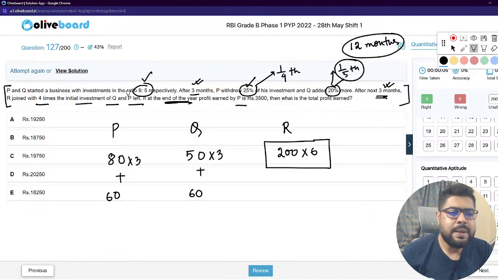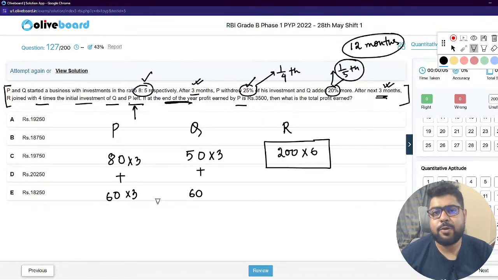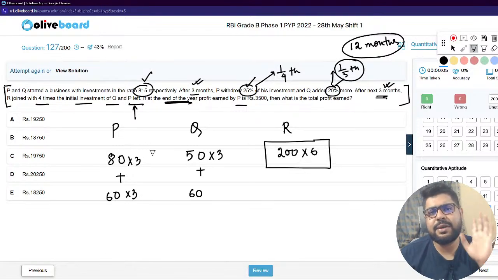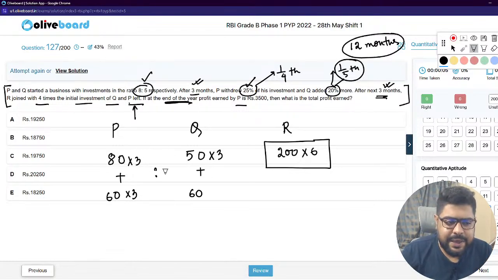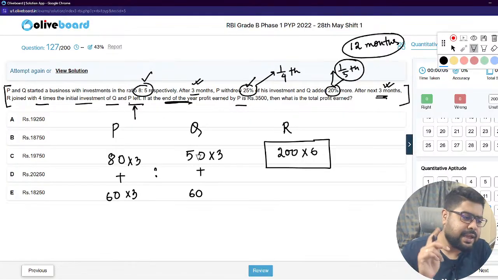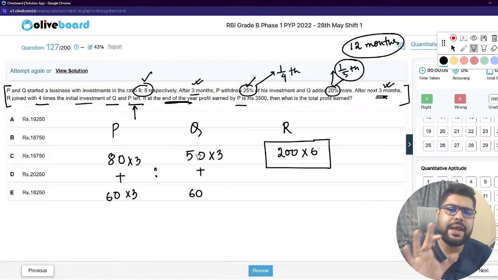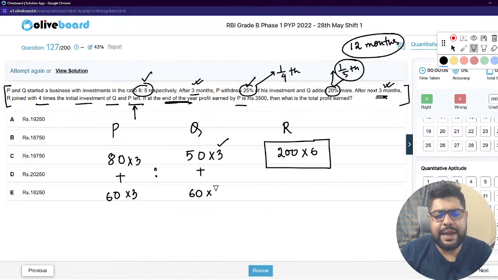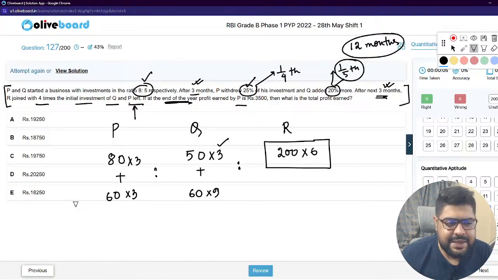Now, P left after 6 months. So P's 60 rupees was there for only 3 months, because the total is 6 months. So 3 months 80 rupees, 3 months 60 rupees. This is P's profit share. Nothing about Q is given, which means Q was there for the entire duration. So 3 months already with the earlier amount, and the remaining 9 months Q had this amount. This is the profit sharing ratio.